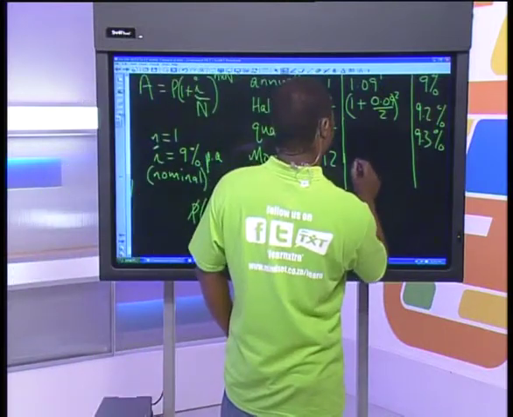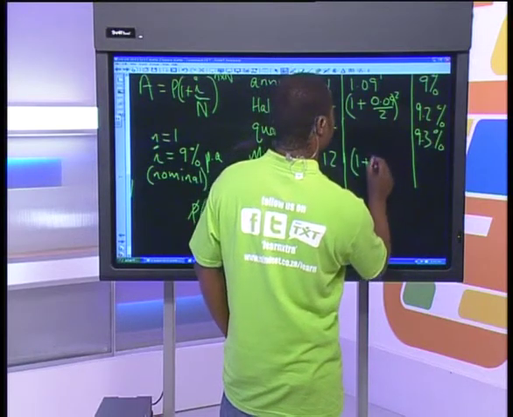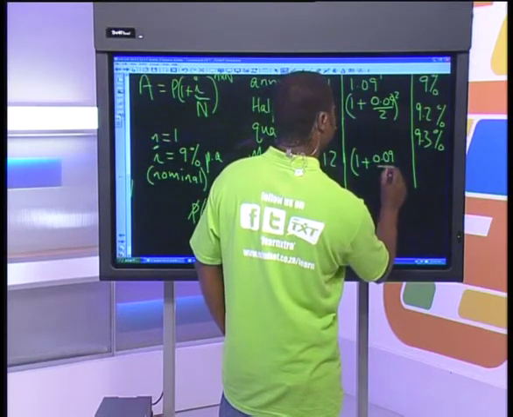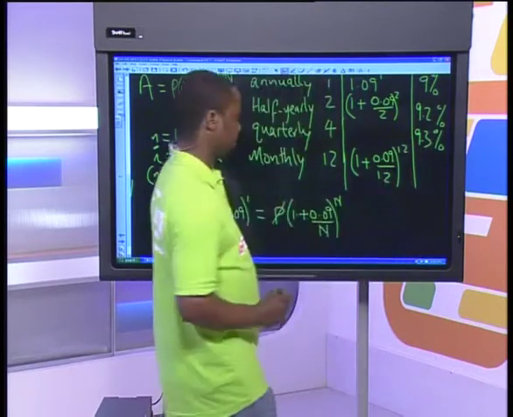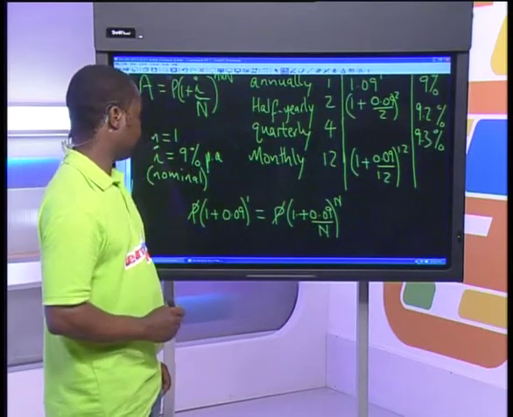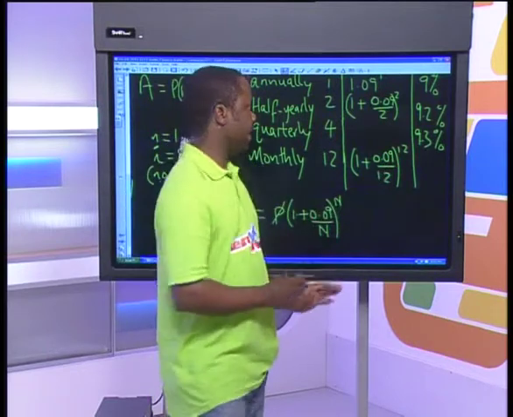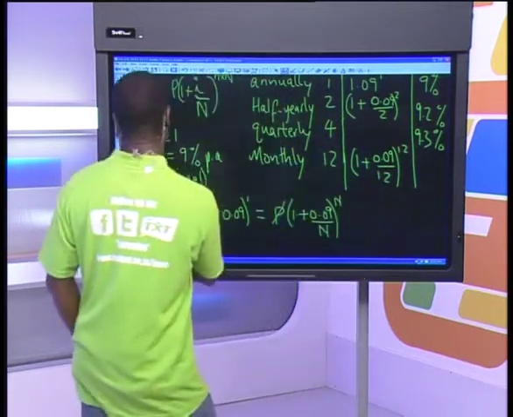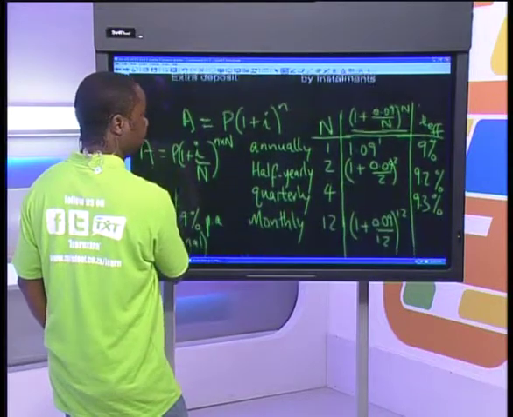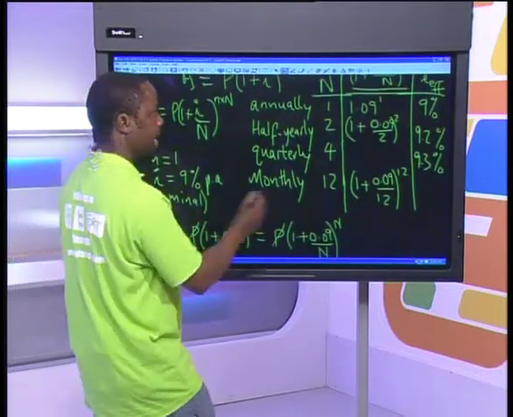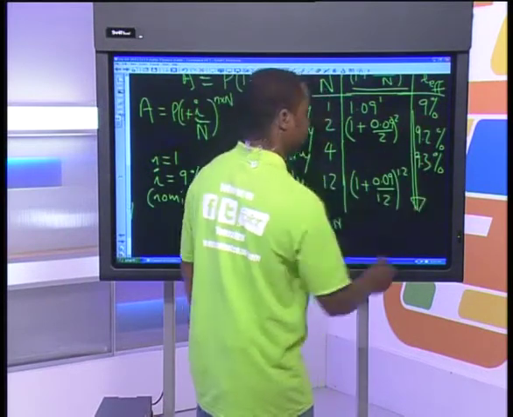I think I can go to the next one that says 1 plus 0.09 divided by 12. So what will happen is you will then have this as the effective interest rate. I hope this is going to help in illustrating what effective interest rate does as compared to nominal interest rate.